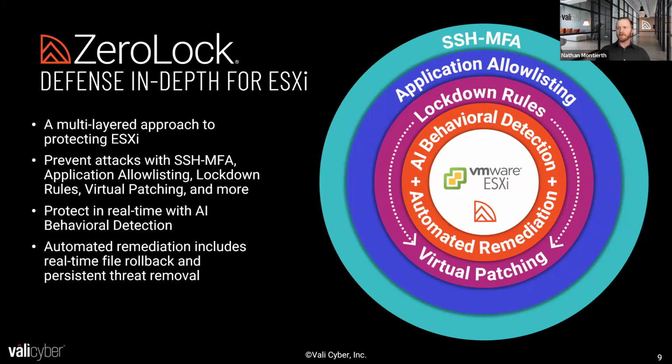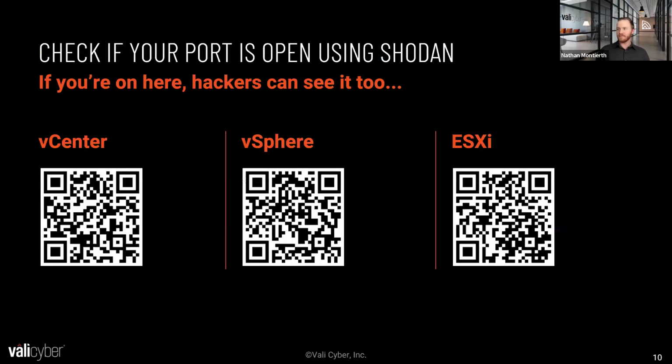So just kind of a brief overview of ZeroLock and how it helps to mitigate some of the threats that we've talked about here today, including things like the living off the land ransomware. Yeah, this is just kind of a fun little thing here for the end. I'll leave this up for a few seconds. These QR codes lead to Shodan scans for different software suites, so vCenter, vSphere, and ESXi. Maybe take a look if you think you've learned something here today, or you kind of had your eyes open to maybe how attackers operate in this space. Take a look and see if you have publicly accessible resources.